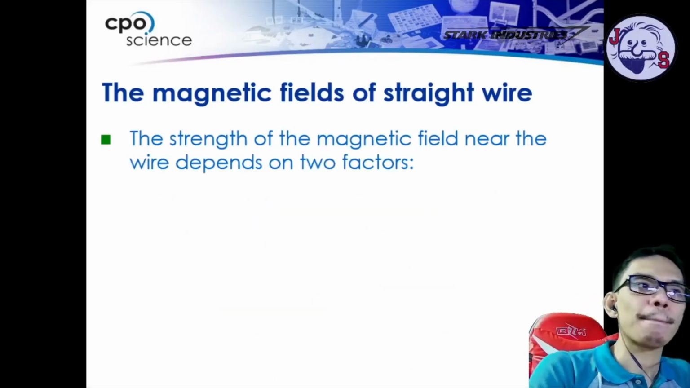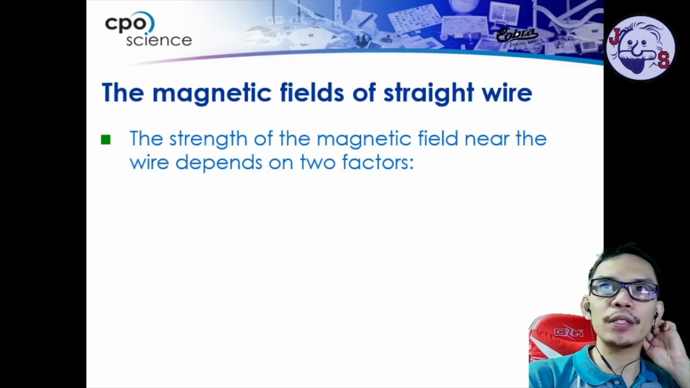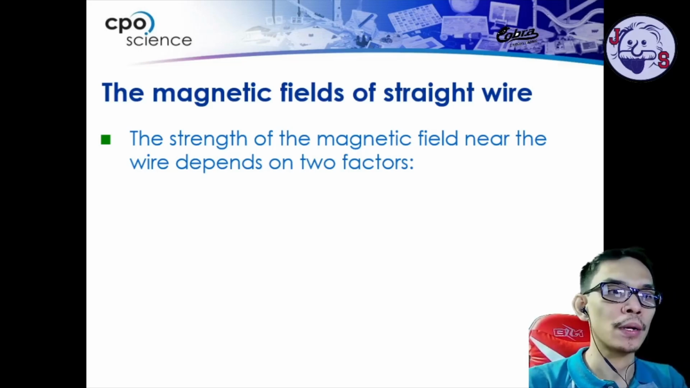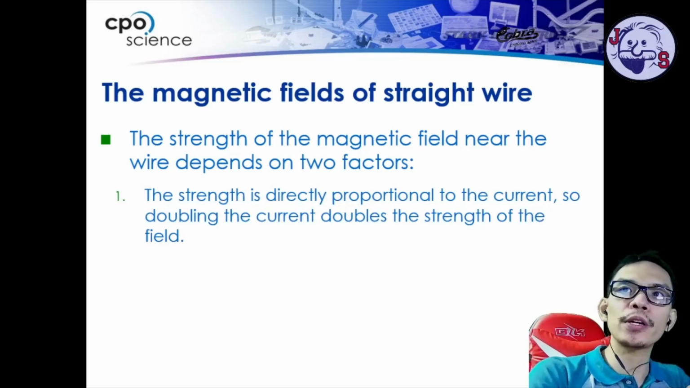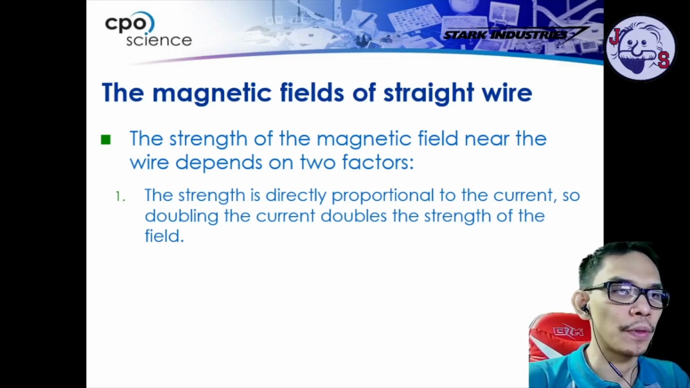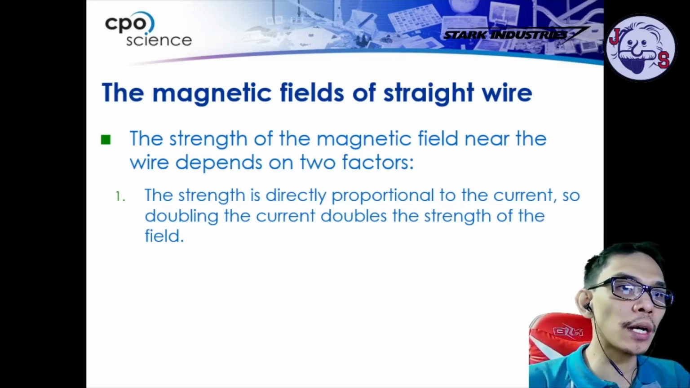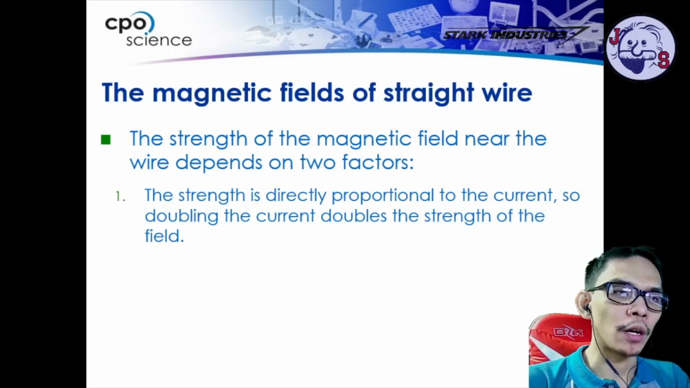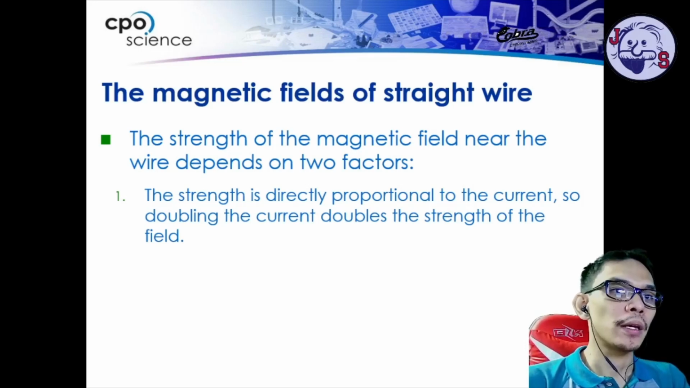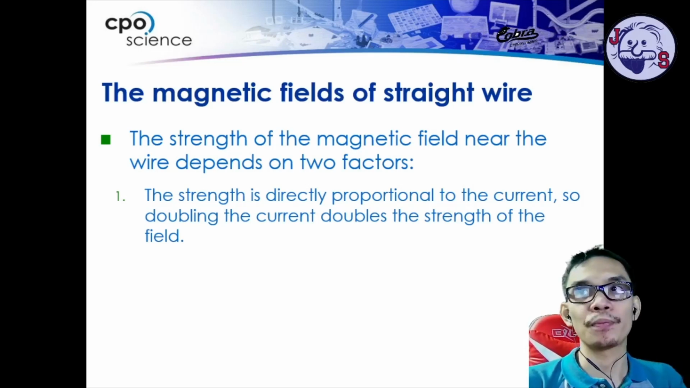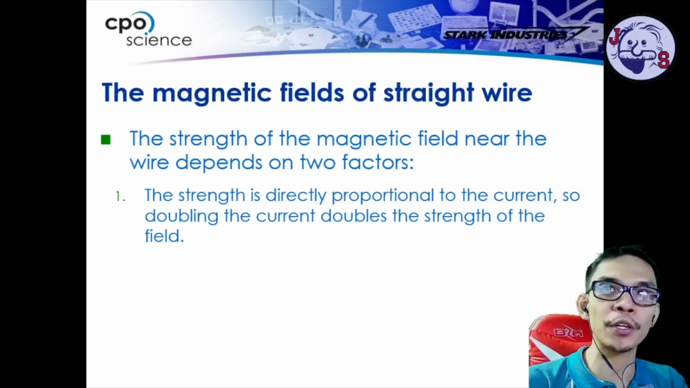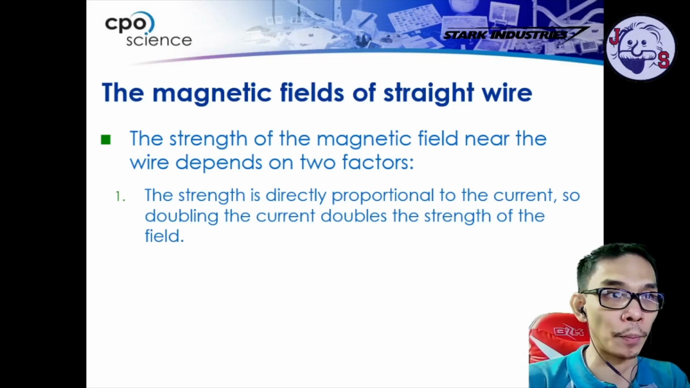Next one. The strength of the magnetic field near the wire depends on two factors. The first factor is that the current in the wire is directly proportional to the strength of the magnetic field. So, as you increase the current inside the wire, it increases the strength of the magnetic field. If you double the current inside the wire, it doubles the strength of the magnetic field also. So that is why they are directly proportional.